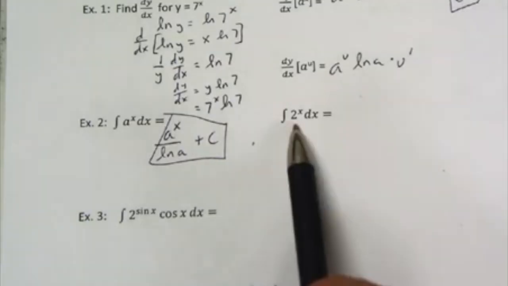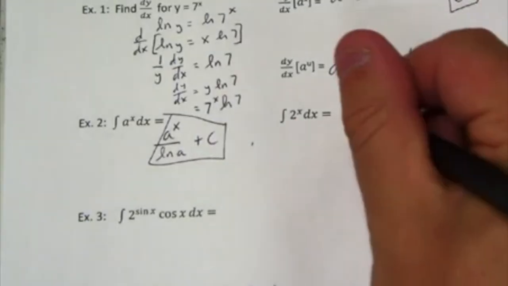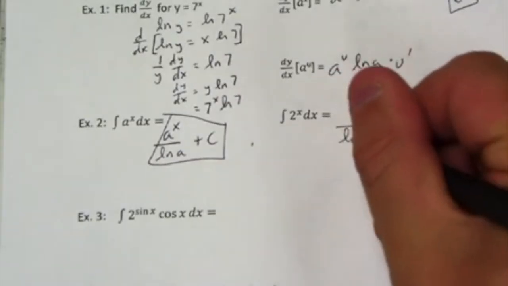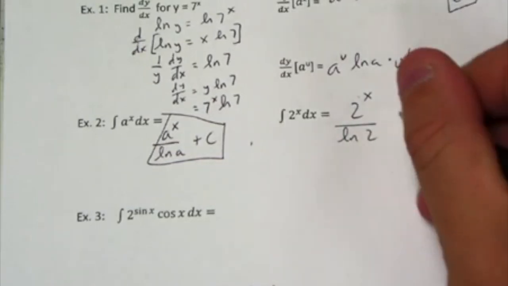So if I want to integrate 2 to the x with respect to x, well, it's going to be 2 to the x divided by natural log of 2 plus c.